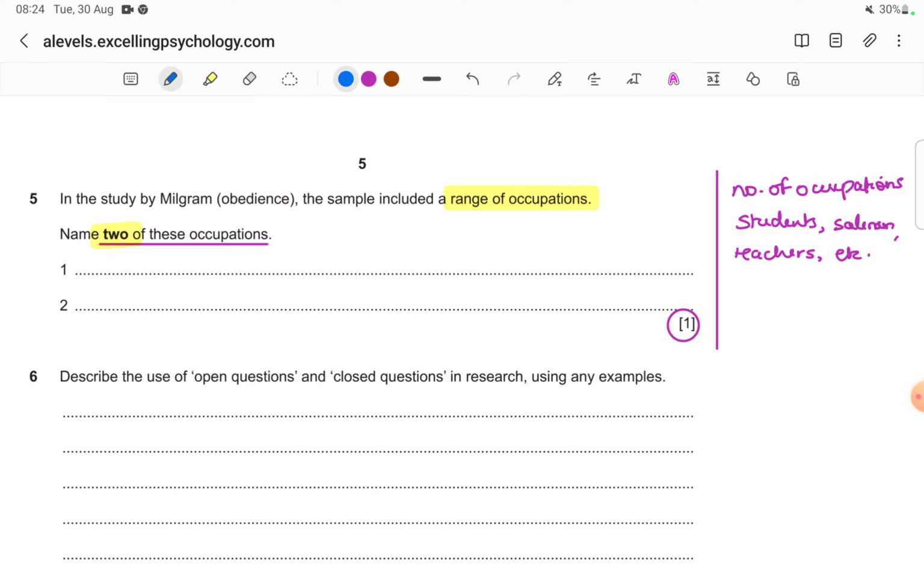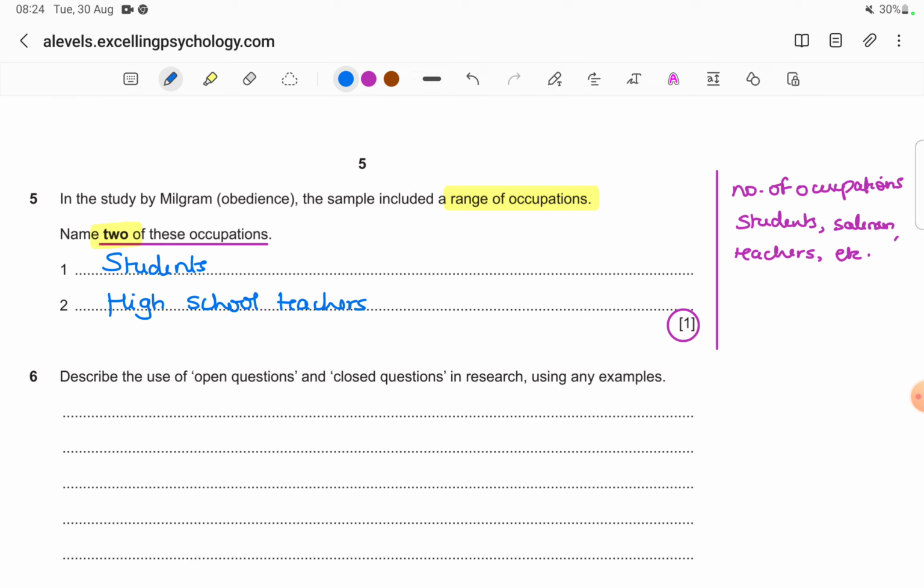So 2 occupations: the first one I would name is students. I just call it students directly. And the second one I would name is teachers, and I think they were very specific. They were high school teachers. So make sure you write it specifically. If you're not sure, like you remember teachers but can't recall which teachers, you could include another occupation.